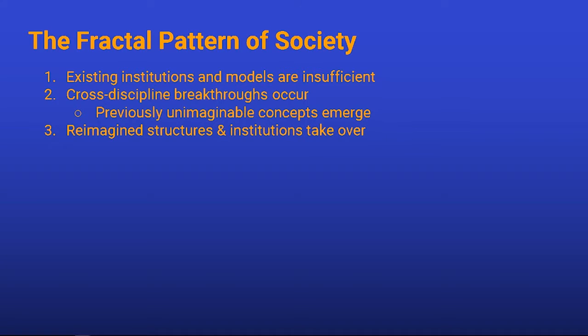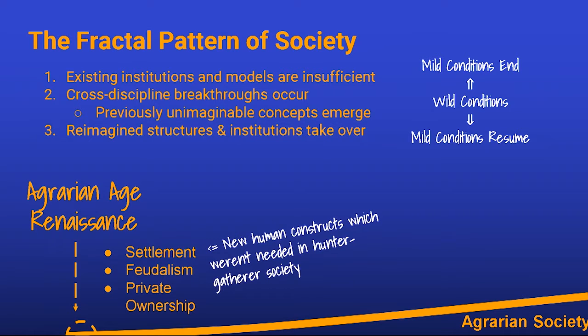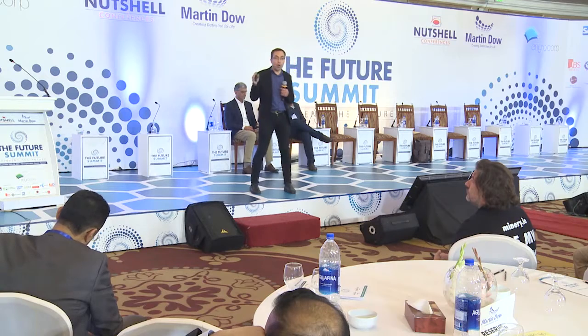But this fractal pattern in society is you get from a point where society has evolved to a certain level and the models and institutions that are there prove to be insufficient. A set of cross-discipline breakthroughs has to happen, and previously unimaginable concepts emerge. These reimagined structures and institutions then take over. Now, this has happened many, many times already, and I want to point out three big examples that you're probably all familiar with, but you haven't thought about.